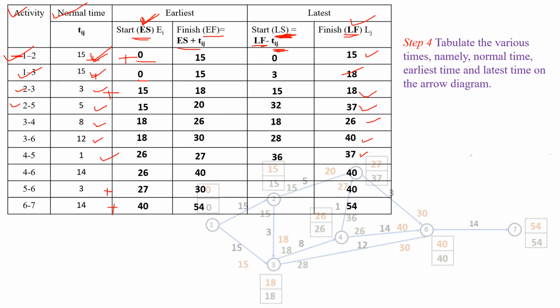Next for activity 4 to 6, latest finish time is 40 and normal time is 14. Then 40 minus 14, it is 26. Next activity 5 to 6, that is 40 minus 3, it will become 37. And activity 6 to 7, latest finish time is 54 and the normal time is 14. Then 54 minus 14, it will become 40.